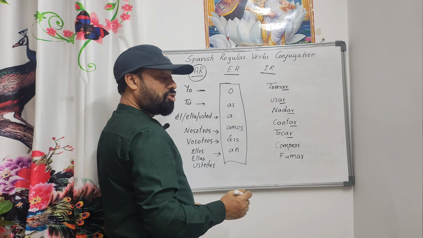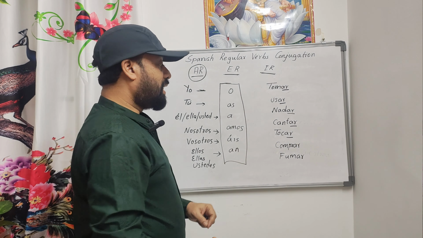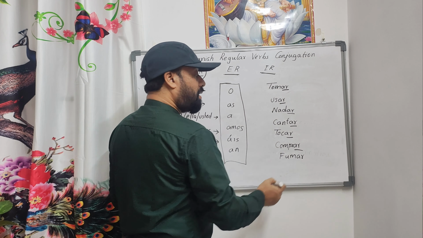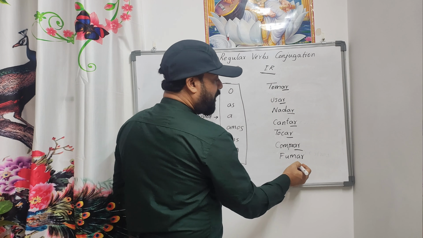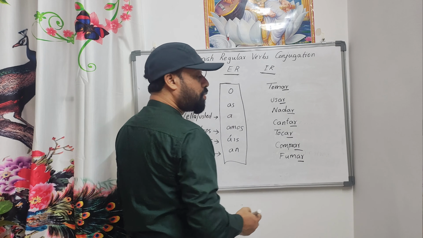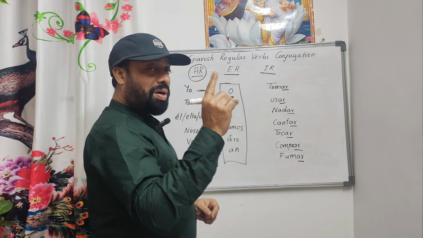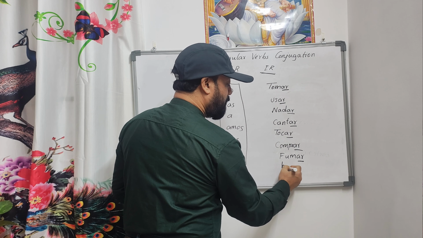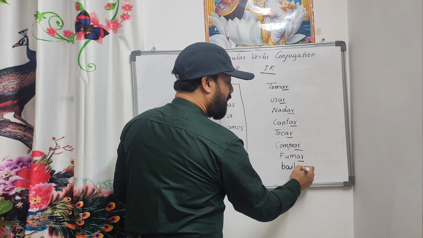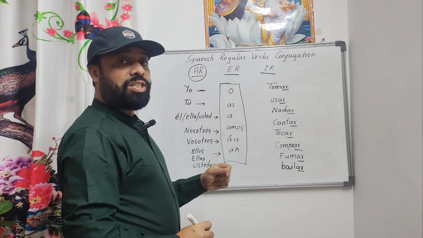Tocar means to touch or to play, also AR ending. Comprar means to buy, also AR ending. And we can say fumar, to smoke, also AR ending. One more important verb you might know, most of you, bailar. Bailar means to dance. That is also AR ending.